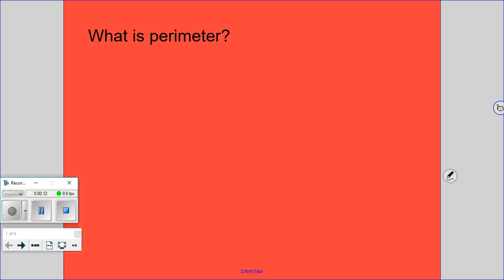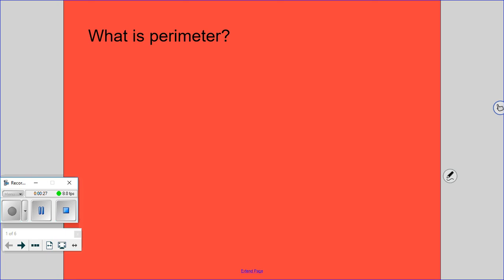So we're going to go over perimeter. Since I'm not here today, you're just going to watch this video as well as listen to the substitute teacher kind of go over some things. I know that she hopefully went over what perimeter is. I'm just going to review that information.